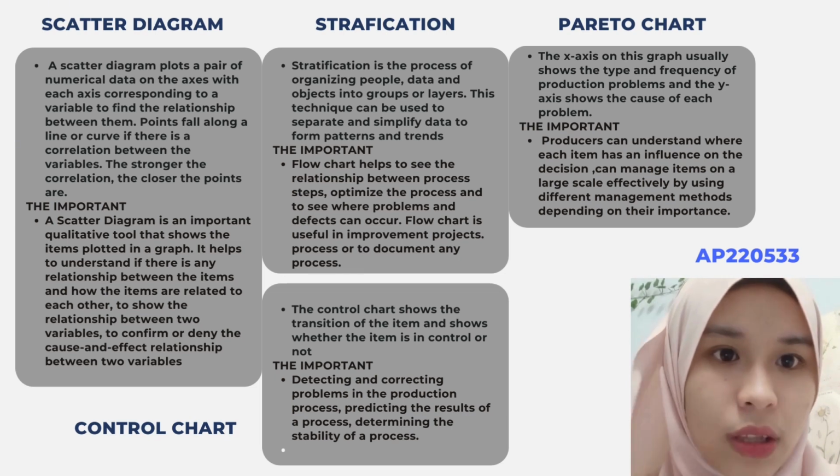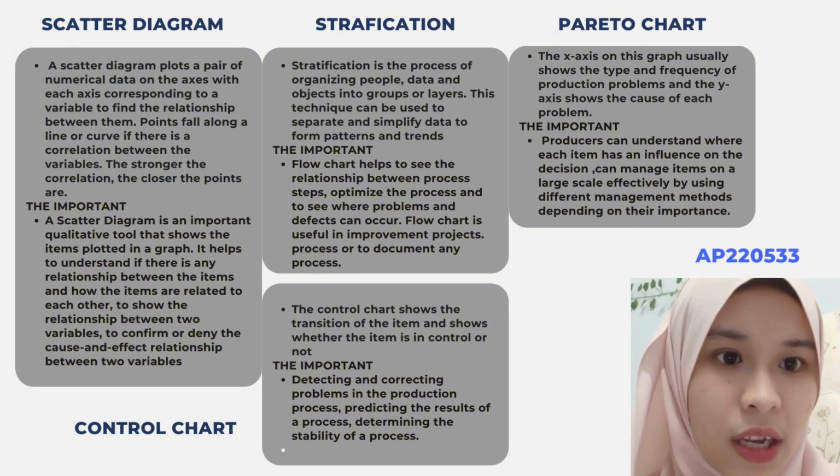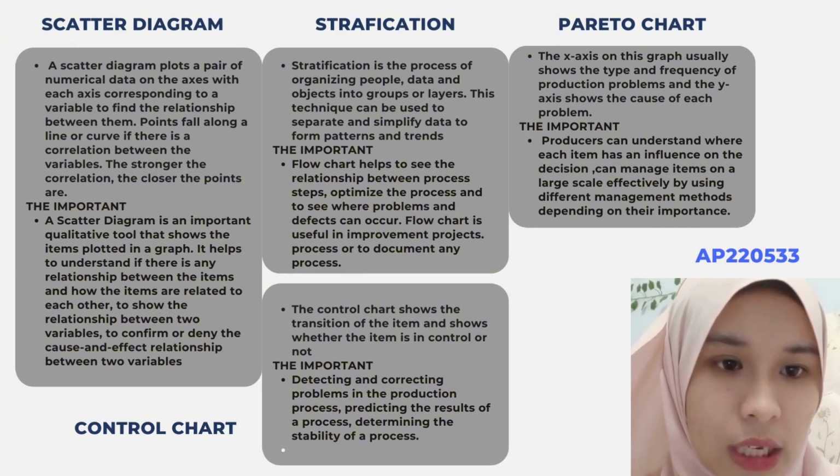The importance of the scatter diagram. A scatter diagram is a qualitative tool that shows the items plotted in a graph. It helps to understand if there is any relationship between the items and how the items are related to each other, to show the relationship between two variables, and to confirm or deny the cause and effect relationship between the two variables.